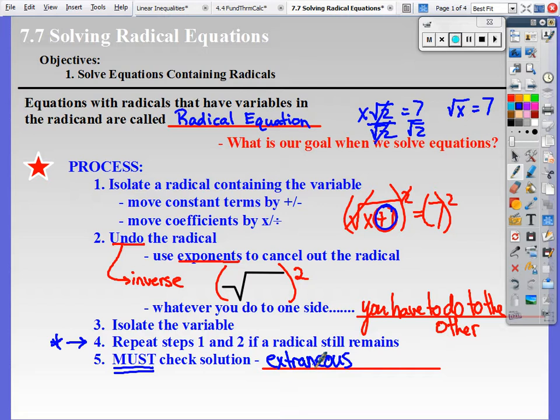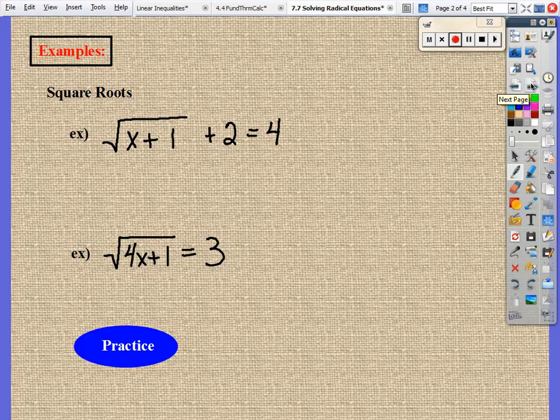Isolate the radical containing the variable, undo the radical using exponents, isolate the variable, repeat steps 1 and 2 if there's a radical that still remains, and then you must check your solution for those extraneous solutions. Okay, moving on to some examples. If you take a look here, we're going to look at some square roots to start with.